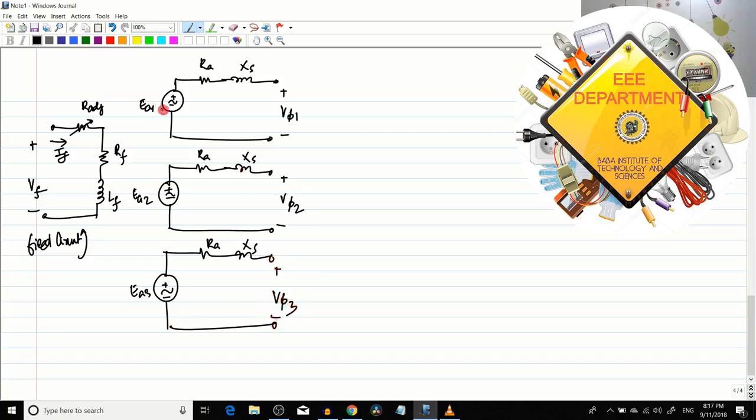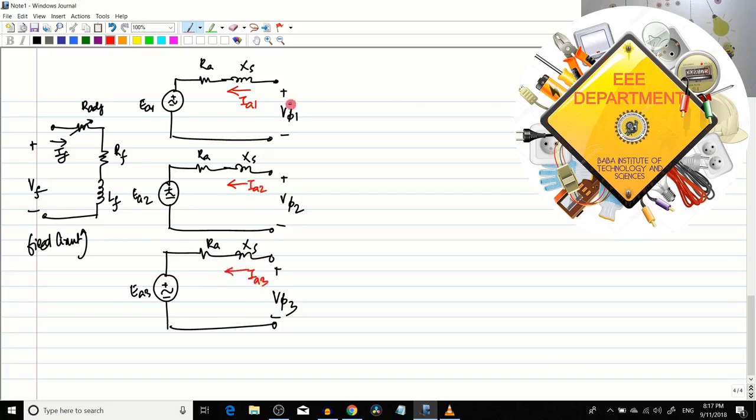Last time this generator was generating power and the current direction was from the generator to the load. But now the input supply is actually the electrical supply, and that is this V phase. So V phase is supplying power. The current directions will be: this will be IA1, this will be IA2, and this will be IA3.